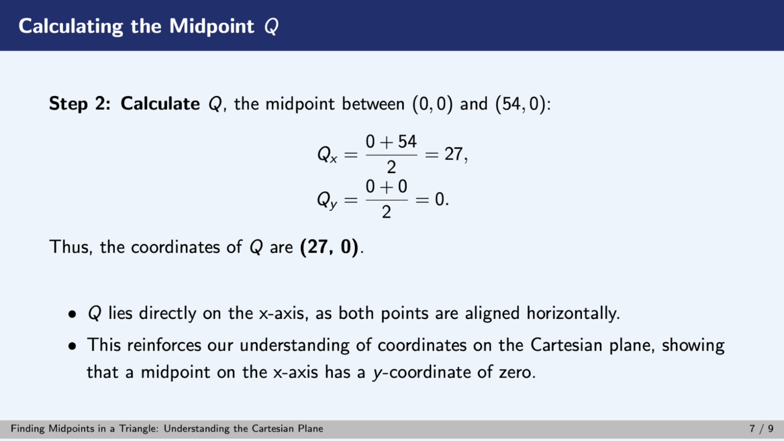Next up is point Q, the midpoint of the line connecting 0, 0 and 54, 0. Since these points lie on the x-axis, this one's straightforward. For the x-coordinate of point Q, we add 0 and 54, which gives 54, then divide by 2, giving us 27. Since both y-coordinates are 0, adding 0 and dividing by 2 still gives 0. So point Q is located at 27, 0. Because it lies on the x-axis, the y-coordinate is 0, which is a neat feature of the Cartesian plane. Ready to find our last midpoint, point R? Let's go to the next slide.